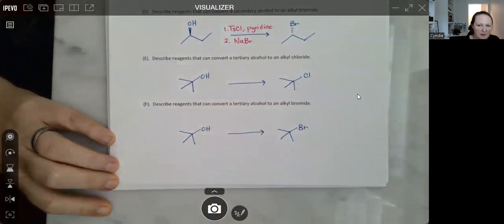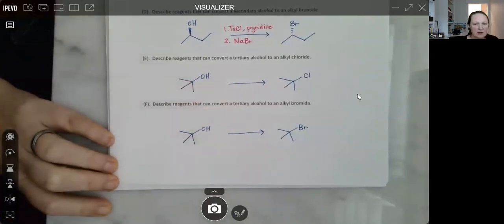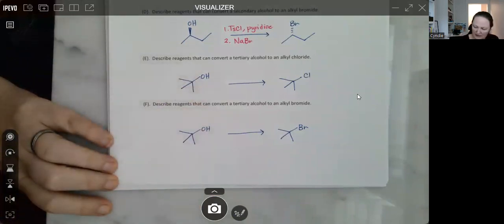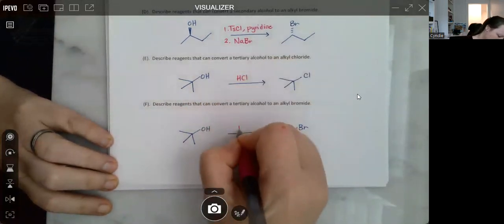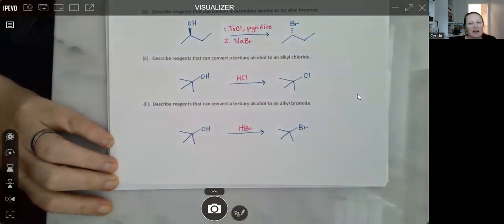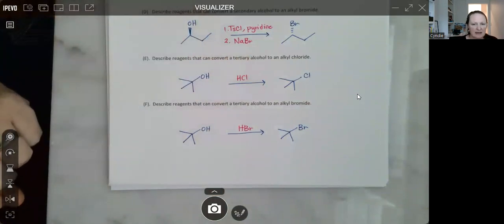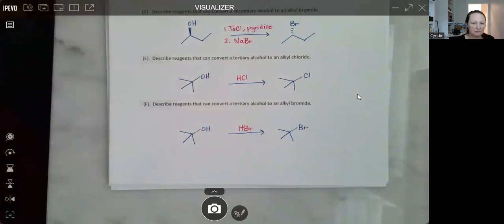In this case, both of these are going to go through SN1, because this is a tertiary carbon. Tertiary carbons don't undergo SN2 reactions, so they'll undergo SN1. So it's fine to just use acid to convert these. We would want to use HCl or HBr. In this case, we cannot use SOCl2 because that requires an SN2 reaction, which would require a less hindered or less substituted alcohol.